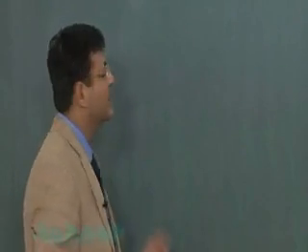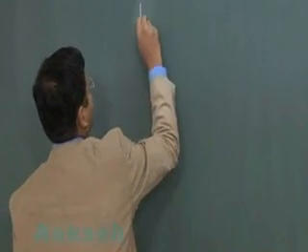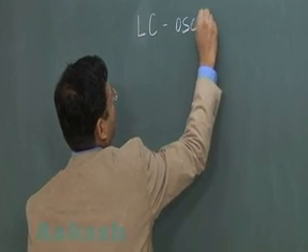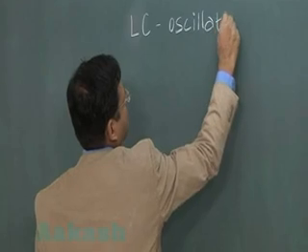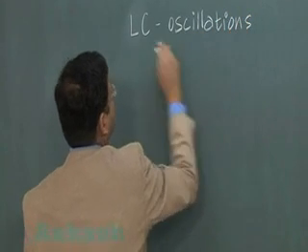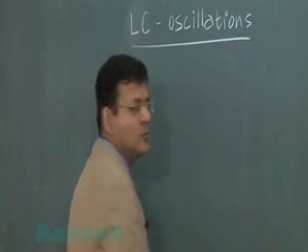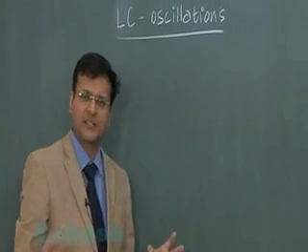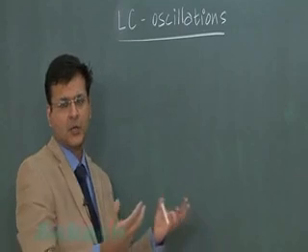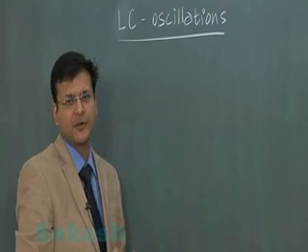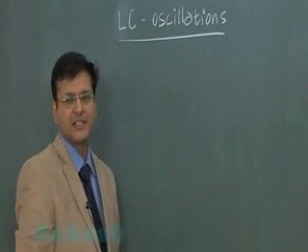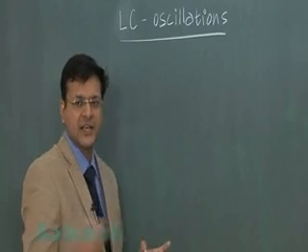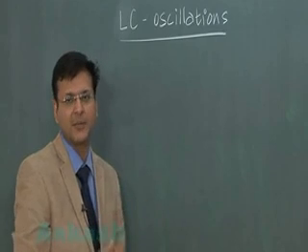Now let us discuss a concept called LC oscillations. If you consider a series resonance circuit, this was a kind of circuit which was used to accept a particular frequency. Let's suppose a signal is coming out from some source of a particular frequency, then the RLC circuit or series resonance circuit was accepting that particular frequency.